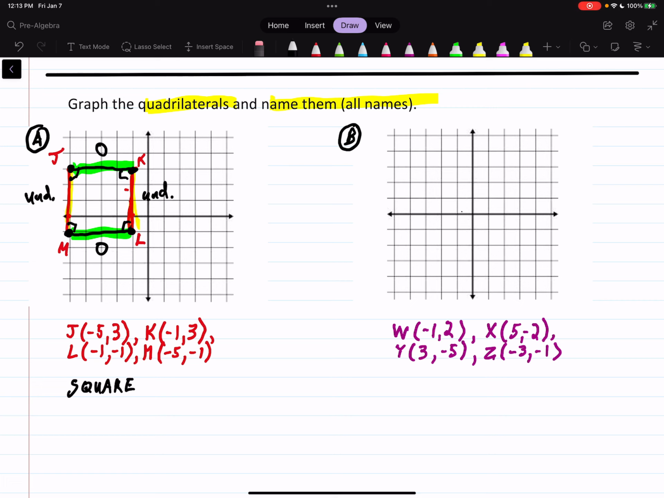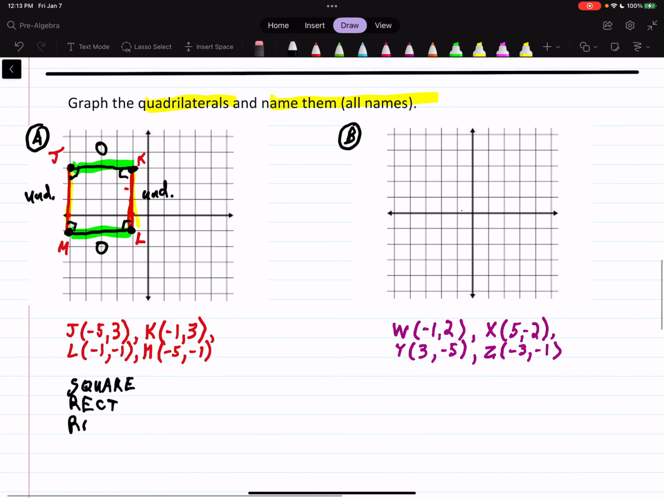He's also a rectangle. It's also a parallelogram. And he's also a rhombus. And finally, it's a quadrilateral. Okay. Now let's do the next one.